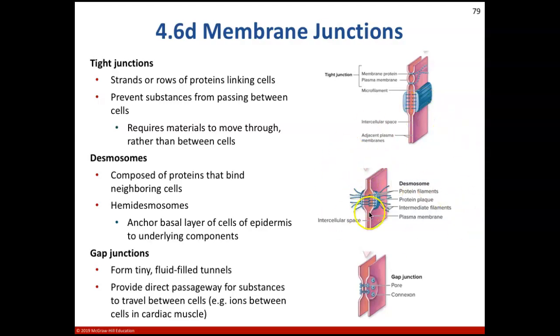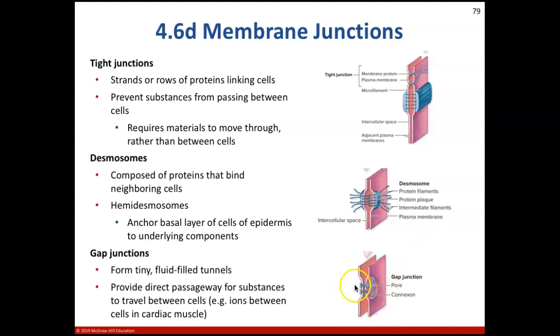Now our desmosomes are up next. These are composed of proteins that bind neighboring cells. We also have hemidesmosomes, in which we have half of this structure here, and that helps to anchor the basal layer of cells, meaning the foundation or bottom portion of the cell of the epidermis, to underlying components.